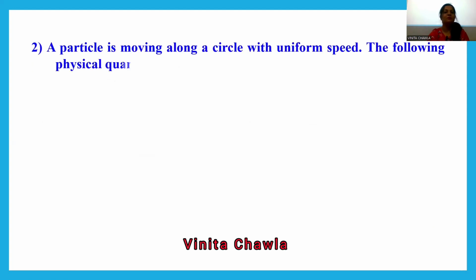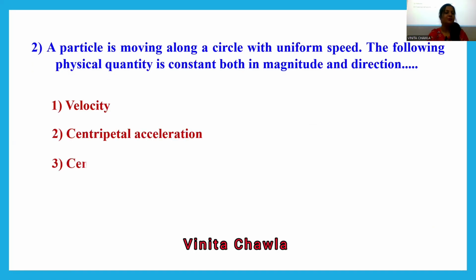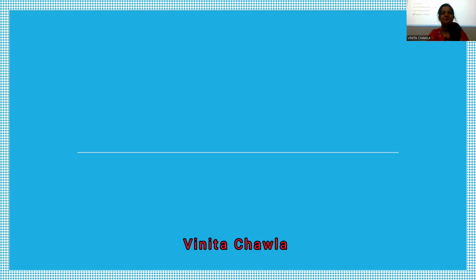Very good. Next question. A particle is moving along a circle with uniform speed. The following physical quantity is constant both in magnitude and direction. Velocity, centripetal acceleration, centripetal force, angular velocity. यूनिफॉर्म स्पीड से मूव कर रहा है तो कौन सी क्वांटिटी कांस्टेंट रहती है मैग्नीट्यूड में भी और डायरेक्शन में भी. Angular velocity, this we have discussed in previous class as well.